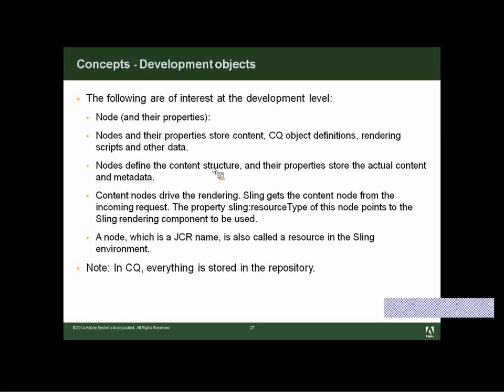So nodes and their properties store content and rendering script paths. The paths of the scripts will be there in the nodes, and the nodes will define the content structure and their properties. Properties store the actual content and metadata.